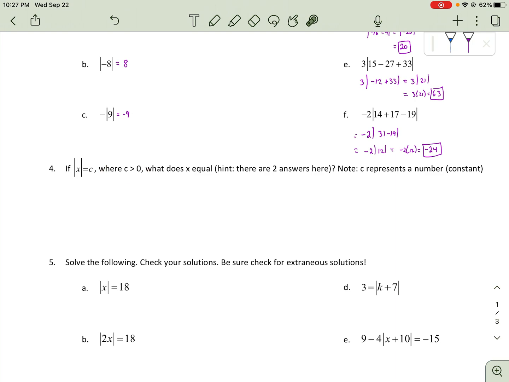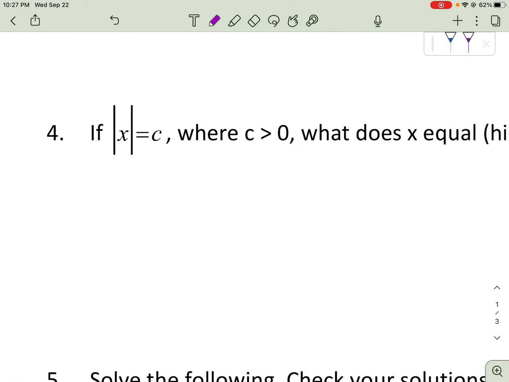So let's just do an example with an actual number. Let's say we were going to do the absolute value of x equals 5. Remember, absolute value is distance from 0, so how many numbers are 5 away from 0 on a number line? Well, 2 numbers, 5 and negative 5, are both 5 away. Or you can simply write it as x equals plus or minus 5.